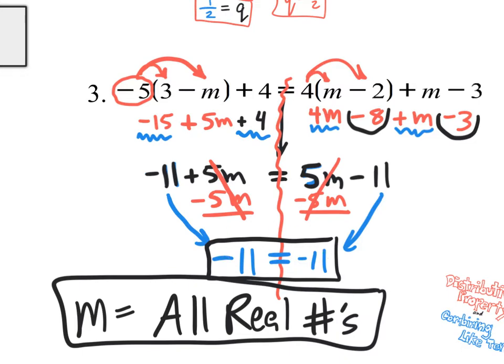As you could see, what happened in the work that we did, the m's eliminated. What does that mean? Well, it means that m doesn't really matter. It could be any number you want. You're always going to get a true statement. Negative 11 equals negative 11. So m could be any real number you want. Anyways, that was probably a little more explanation than what you needed. Let's move on to the next question.